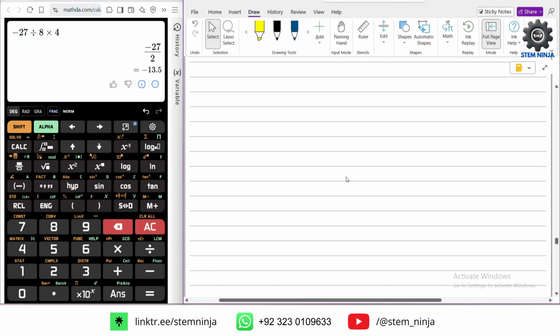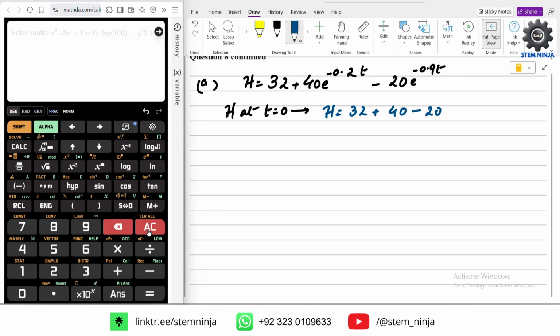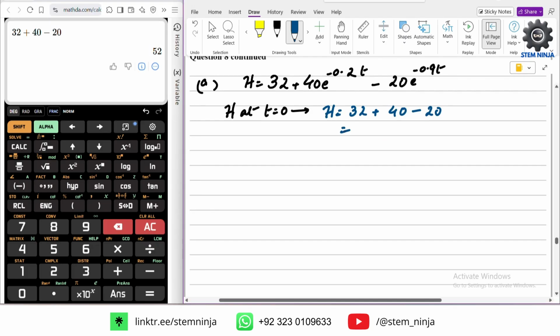Okay, so that means at t equal to 0 would be 32 plus 40 minus 20, because e raised to the power 0 is just 1. 32 plus 40 minus 20 is 52. Right, okay.